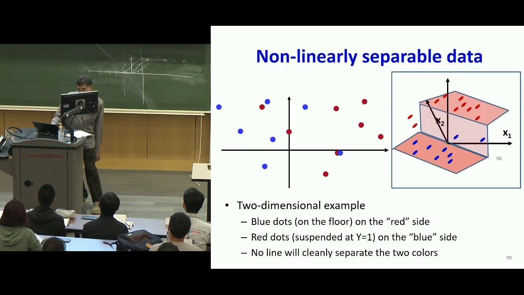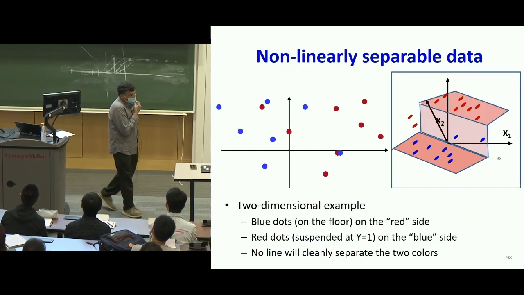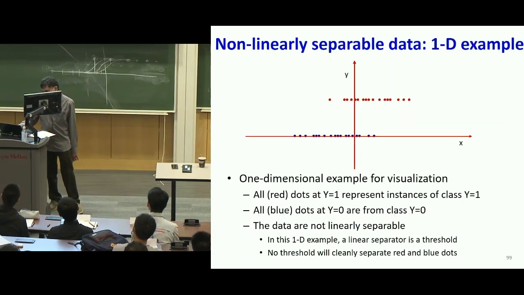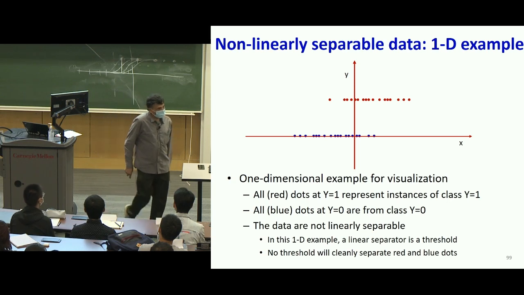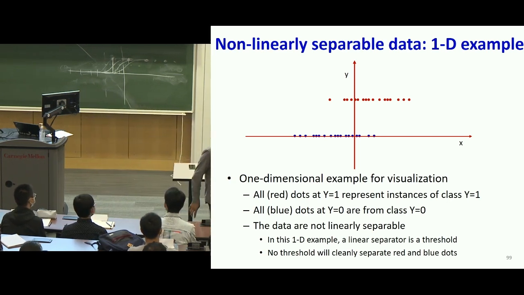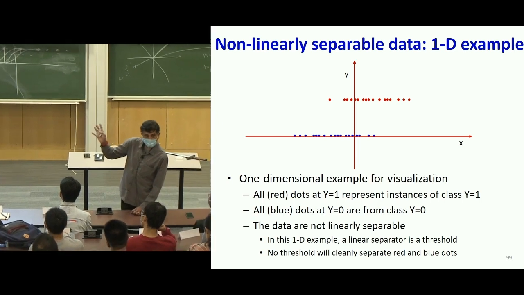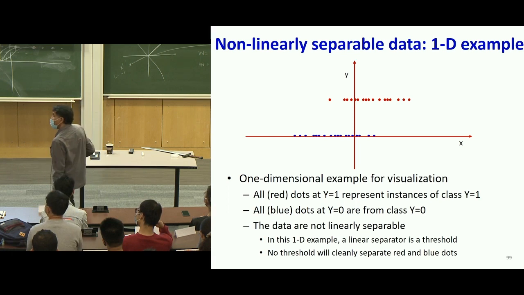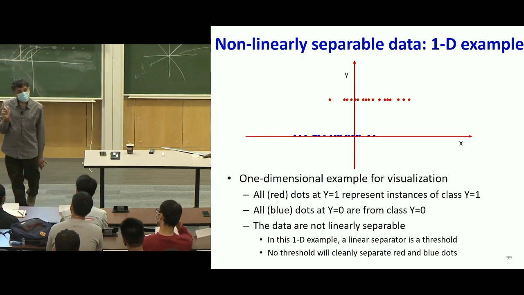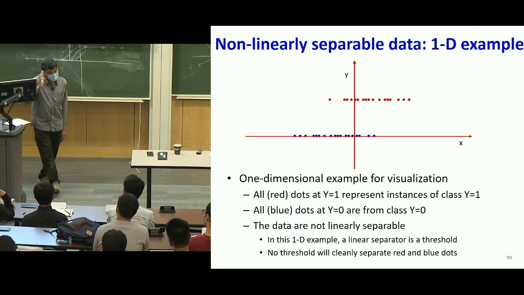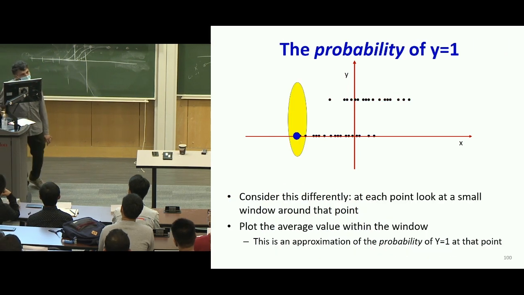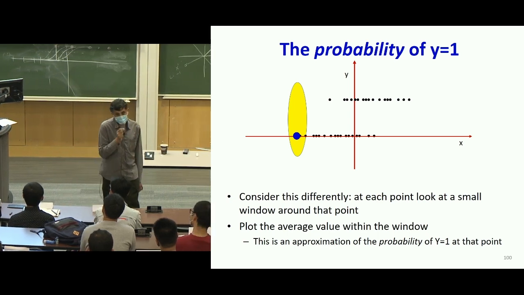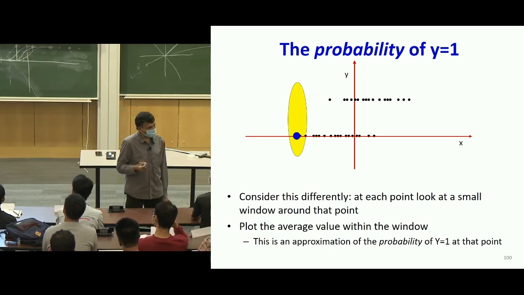And here's why. Let's take a case where the data are not linearly separable. This is the two-dimensional case, but a one-dimensional case is probably more meaningful. If I look at a one-dimensional problem of this kind, there is no threshold that exactly separates the reds and the blues, correct? If I use a perceptron rule or pretty much any method of trying to find a boundary there, one doesn't exist. But let me change my perspective. Around each point, let me look at what fraction of the instances around that point belonged to class one.